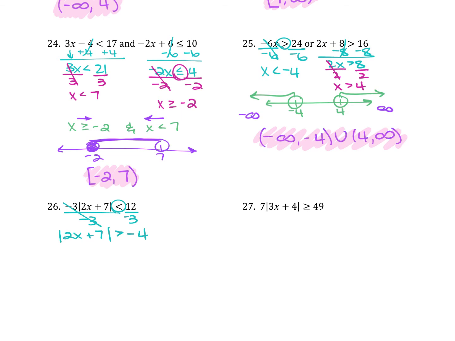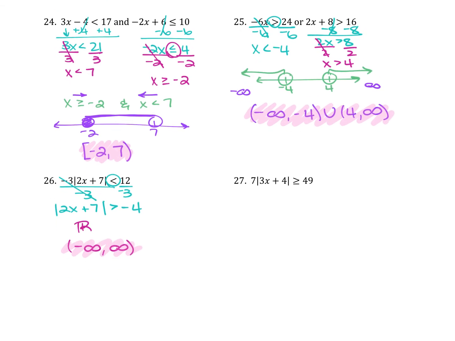Evaluate this expression. The absolute value of something is greater than a negative number. This is always going to be true. No matter what, always true. The absolute value of something is always going to be a positive number. The positive number is always greater than a negative number. So since this is always true, your answer for this would be all real numbers, which in interval notation is written from negative infinity to positive infinity.